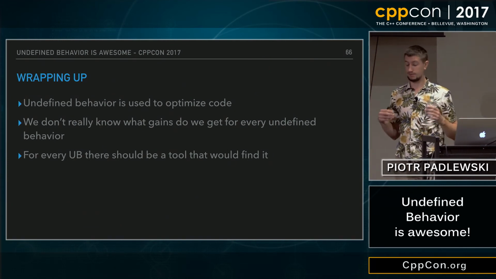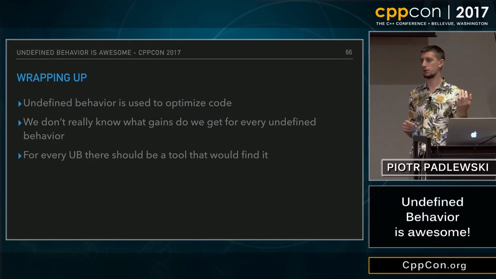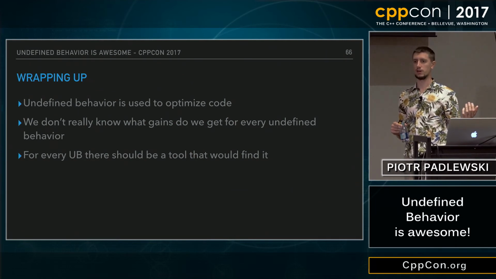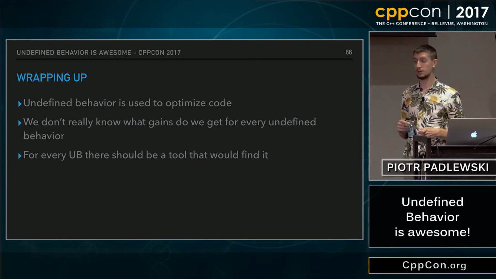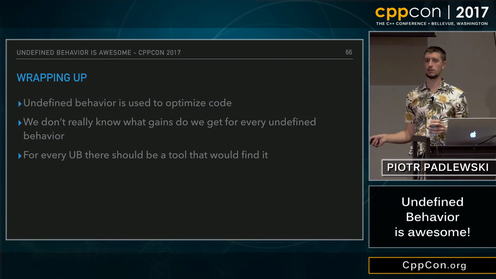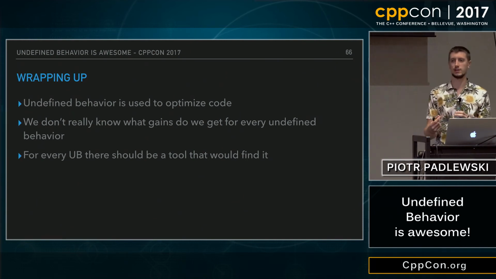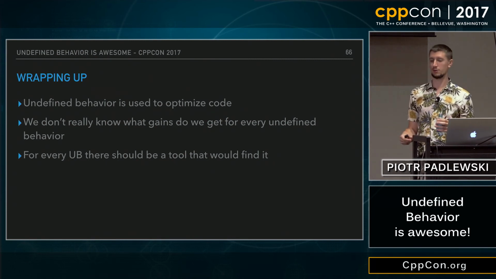And I totally think that for every undefined behavior there should be a tool with which we could find it, right? And I think Clang is trying to do that a little bit. If they do some new optimization, they are trying to make sure that there is a tool that may actually find this kind of problem.